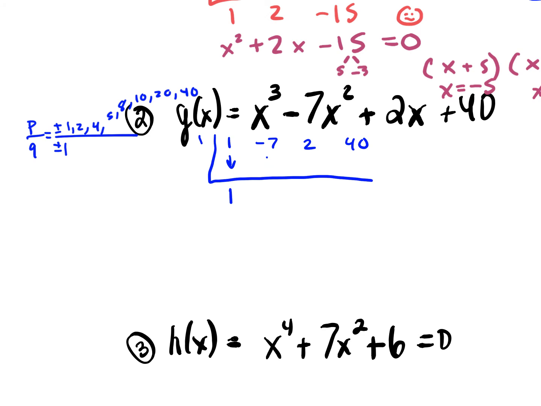Drop down the 1, multiply, we get -6. Add, -4. It's not going to work. Let's try 4.